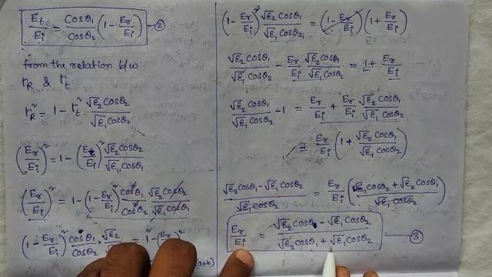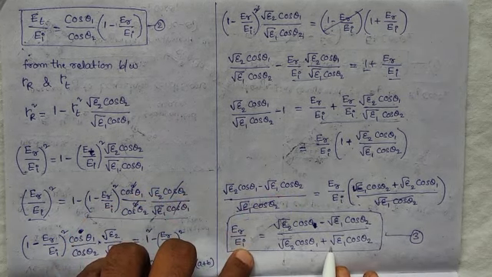Here sin theta 2 is equal to what from this? Sin theta 2 is equal to root, here we are taking this term to this side, so the values are interchanged. Here root epsilon 1, sin theta 2 is equal to what from this? Sin theta 2 is equal to root epsilon 1 by epsilon 2 into sin theta 1.